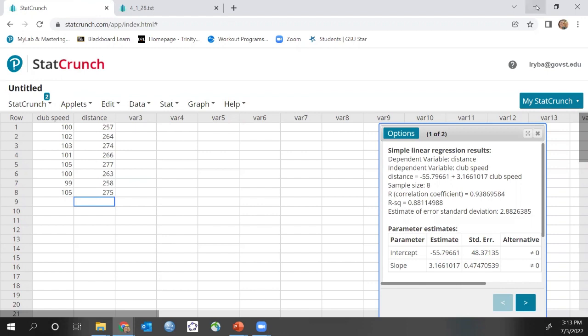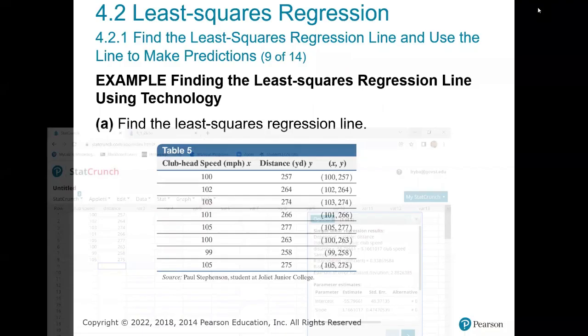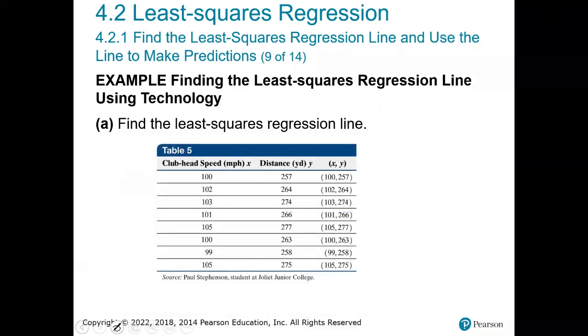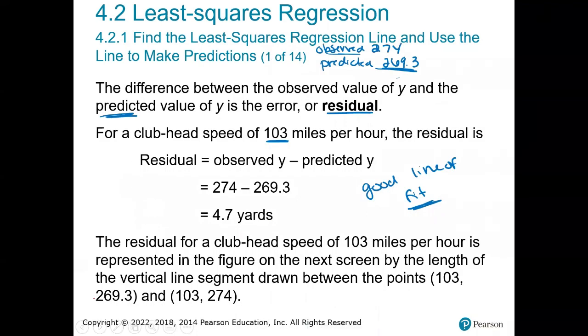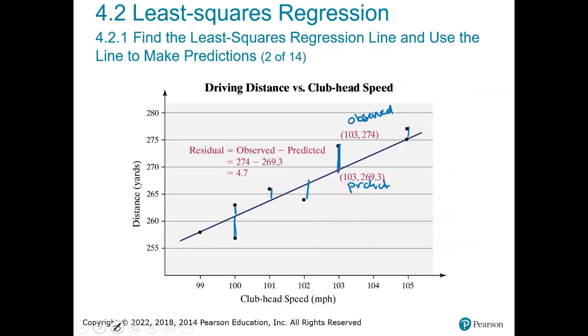I think back, we plugged in an estimate for 104 and we did an estimate for 103. So let me see what our estimates were back here. With our original equation, 104 gave us 272.2. And when we first estimated 103, we got 269.3. So what happens if we use our new equation?